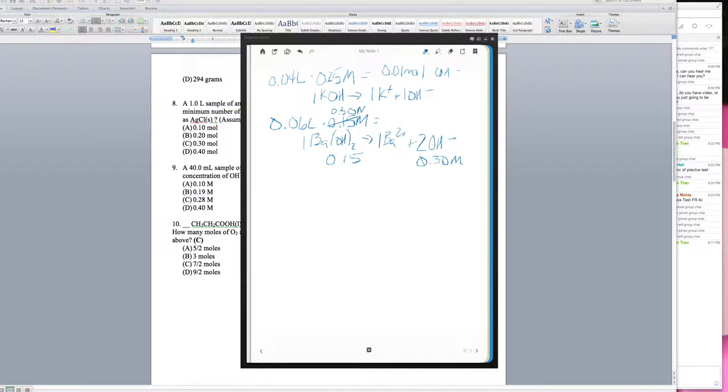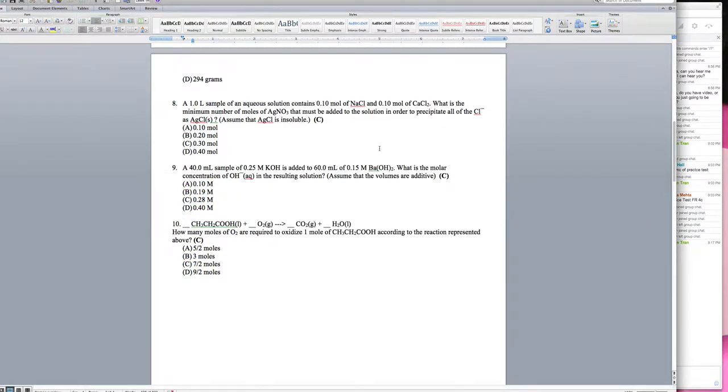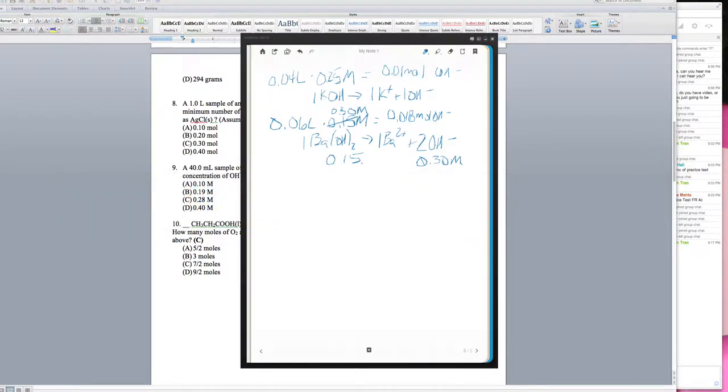All right, so I can change this to 0.30 molar. Now, 0.3 times 0.06, is that 0.018? All right, so that's how many moles of the OH minus we have. So now we're going to combine those, 0.01 moles plus the 0.018 moles, and we get 0.028 moles of the OH minus.